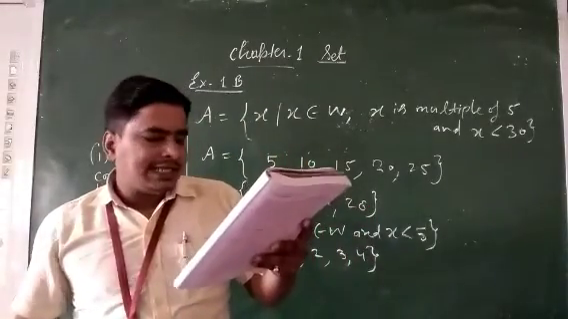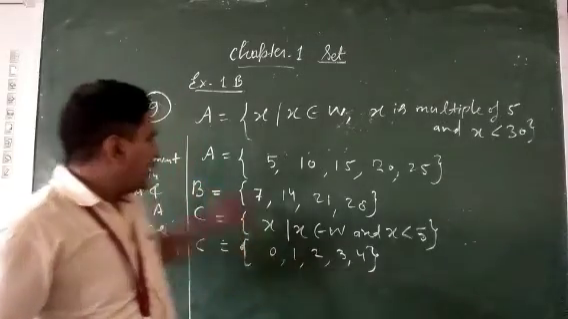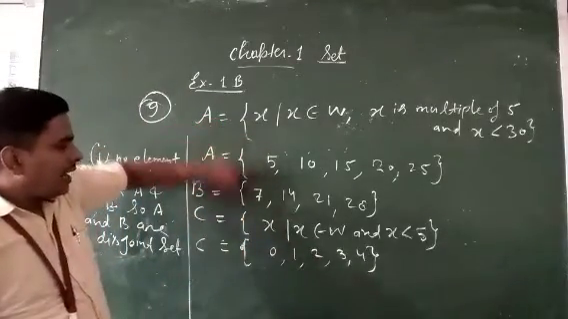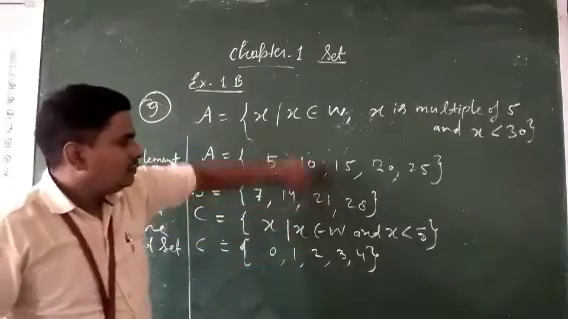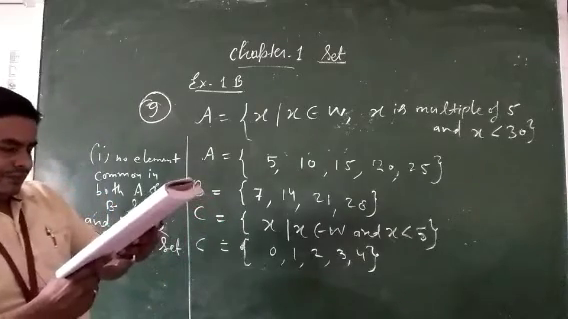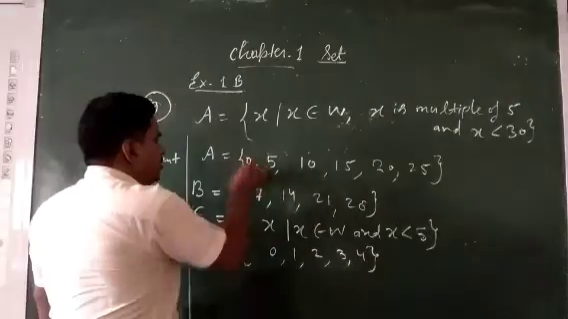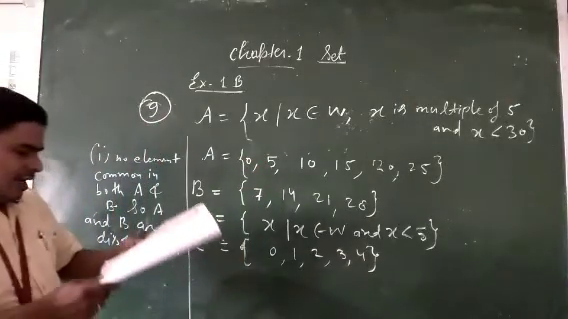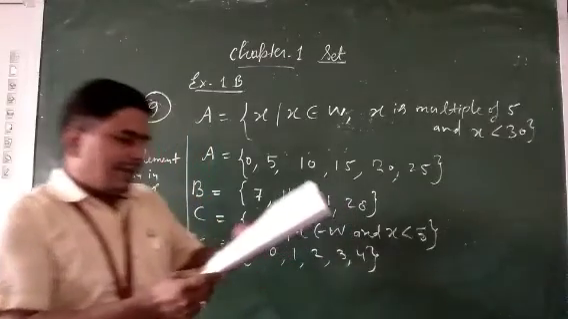Third, A and C are overlapping set. So here element of A and element of C. Any element common? A and C are overlapping. Multiple of 5. One element is common here. Multiple of 5. Overlapping set. A and C are overlapping set.